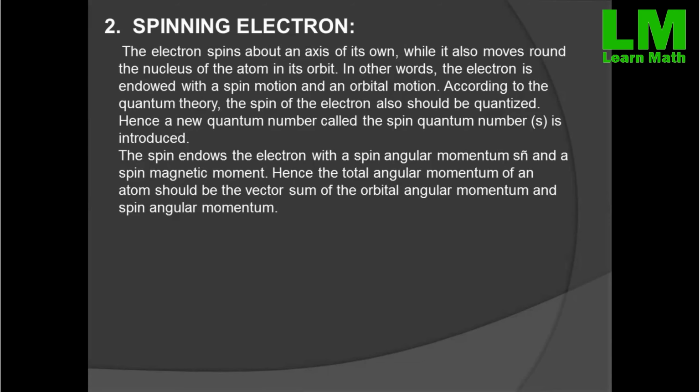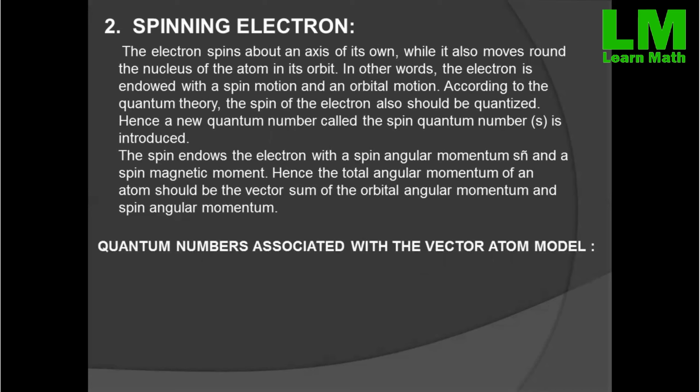The spin endows the electron with a spin angular momentum and a spin magnetic moment. This means the total angular momentum of an atom should be the vector sum of the orbital angular momentum and spin angular momentum. Quantum numbers associated with the atom models.